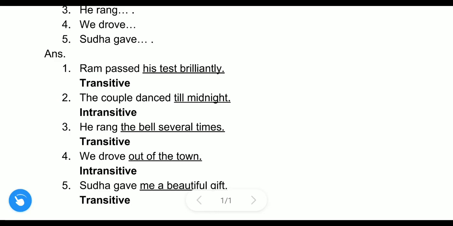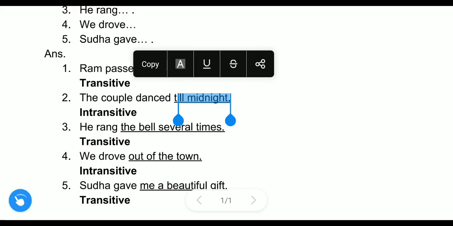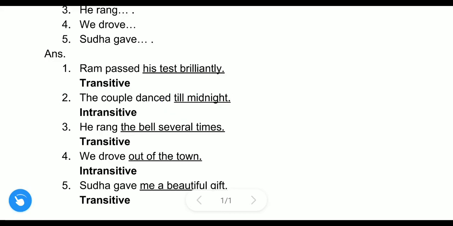Okay, what did the couple dance? So what is the answer? Till midnight, is it the answer? No. Here you don't get an answer, because in this sentence the object doesn't receive the action of the verb. Okay, understood? So that is why dance is the intransitive verb.